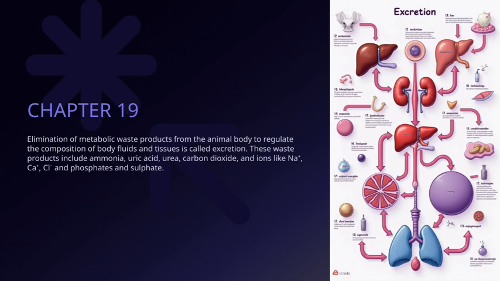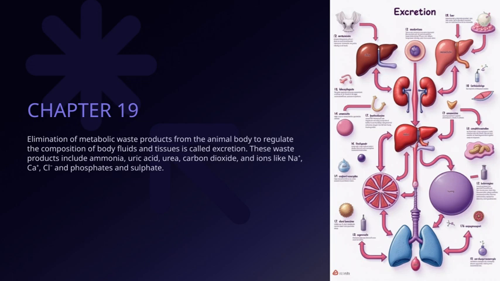In addition to these, ions such as sodium, Na+, calcium, Ca2+, chloride, Cl-, as well as phosphates and sulfates, are also eliminated through excretion. These ions are vital for various bodily functions, so managing their levels is essential for overall homeostasis. As we move through this chapter, keep in mind that excretion isn't just about getting rid of waste. It's about maintaining the delicate balance of chemicals and fluids in the body, which is fundamental to the health of all living organisms.